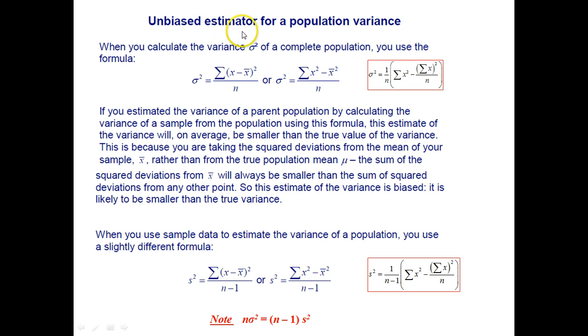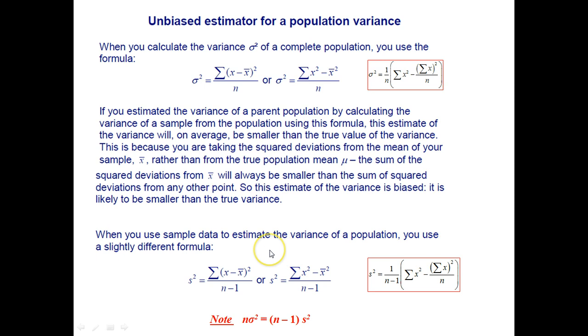For an unbiased estimator of the variance, when you calculate the variance sigma squared of a complete population, you use either that or this. I put it in red because that's the one I like. If you estimate the variance of a parent population by calculating the variance of a sample from the population using this formula, this estimate will on average be smaller than the true value of the variance. This is because you are taking square deviations from the sample mean rather than from the true population mean. The sum of the square deviations from x bar will always be smaller than the sum of square deviations from any other point. So this estimate of the variance is biased. It's likely to be smaller than the true variance.